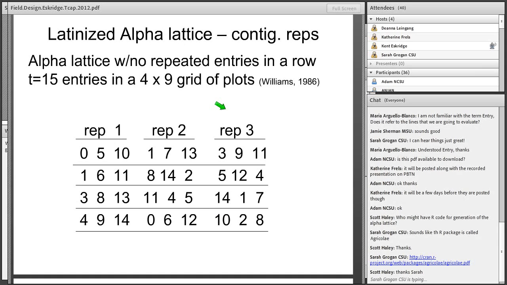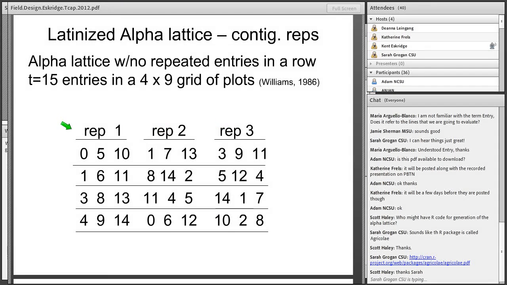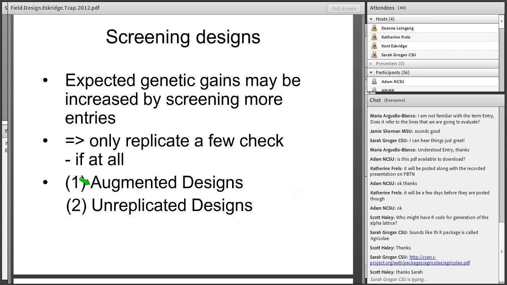Also, Williams showed, in '86, how, if you have contiguous plots that look like this, say you got rep 1, rep 2, and rep 3, and so we have long rows of plots that look like this, we can block in 2 directions by using the ideas of alpha lattices. Okay, are there any questions?